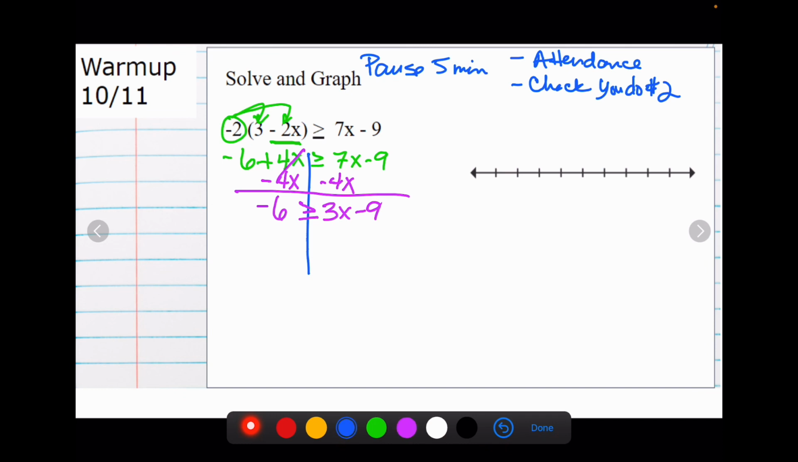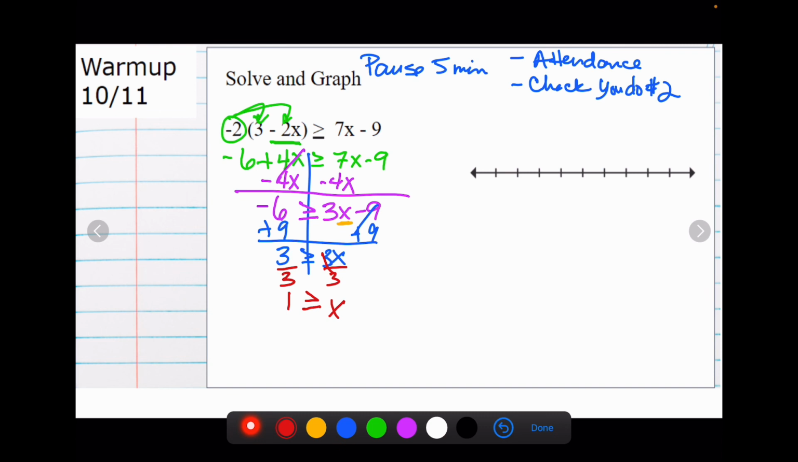This is now a regular two-step equation, so therefore I need to get x by itself here. Everything that is on the side of the x, which is this 3 and the -9, need to move away from the x. So I'm going to add 9 to both sides. And when I do so, I get 3. And so the very last step in this is to divide both sides by 3. Now, I do not flip my symbol because, again, I divided both sides by a positive 3, so I get a positive 1.